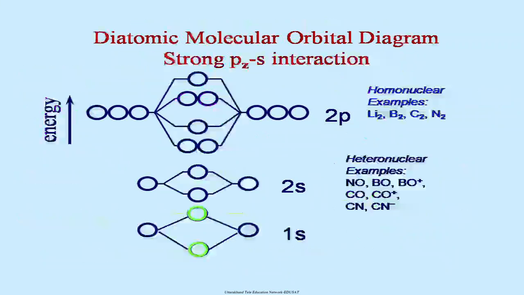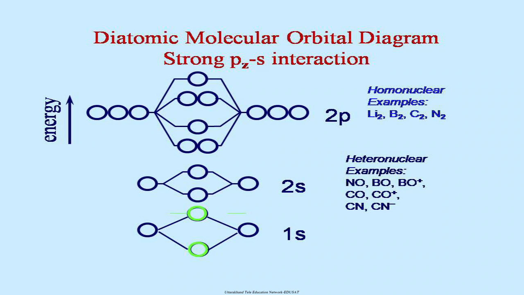of different energy levels. This molecular orbital energy diagram with strong s and p interaction will give rise to this type of energy level of molecular orbitals, in which this is 1s, 2s, 2p orbitals, and this will give rise to sigma 1s, sigma star 1s, sigma 2s, sigma star 2s, pi 2p x and y, sigma 2pz, pi star 2p, and sigma star 2pz.